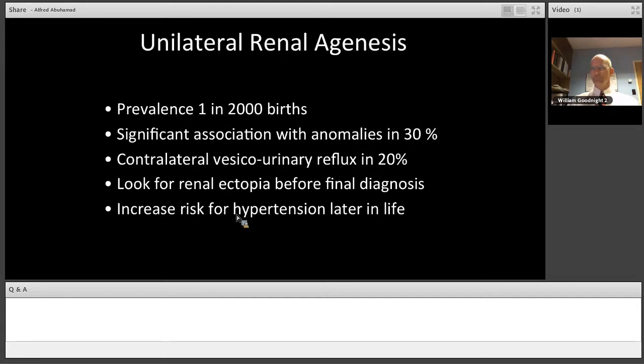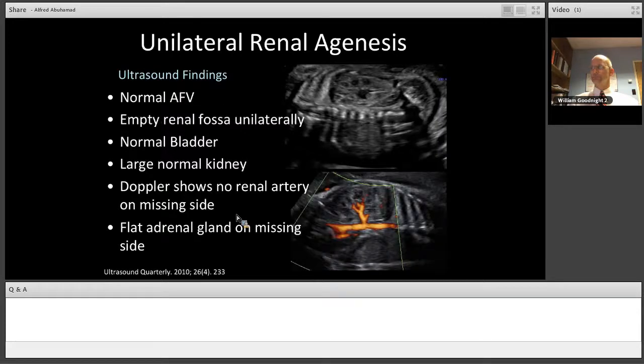In unilateral renal agenesis, it's similar to bilateral, but there's one empty fossa on one side. Here, it's really important to make sure that the kidney is not in the pelvis or somewhere else before you make that diagnosis. So you'll have a flat adrenal on that side, and there's some associations with problems on the other kidney. These babies are not affected, so when you counsel the parents, I usually tell them the outcome is really good because there's normal fluid and the baby will do really well. But keep in the back of your mind that there is an increased risk for hypertension later on in life in adults who had unilateral renal agenesis.